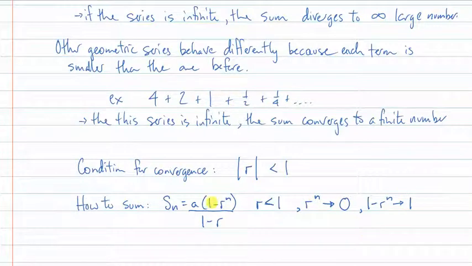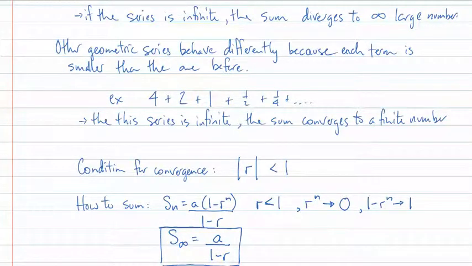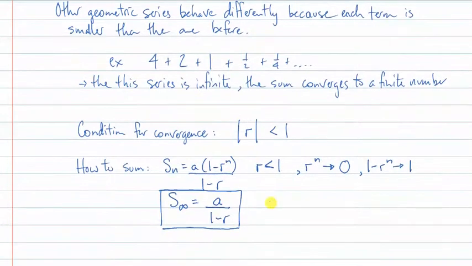Now, if I substitute 1 here, you'll see that I get the sum for an infinite series is a times 1 over 1 minus r. This is the formula for an infinite geometric series, when the absolute value of r is less than 1. That's the condition we need. So it's actually a simpler formula than we used before.